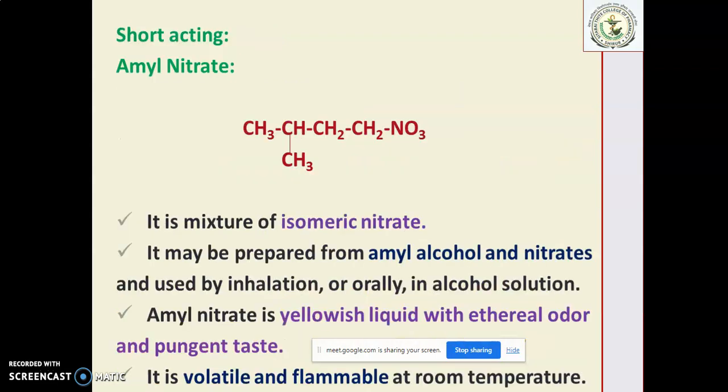We have also studied during our previous lecture, amyl nitrate possesses 5 carbons included in it and CH3 at the second position, that is iso position. So amyl nitrate is a mixture of isomeric nitrate. It may be prepared from amyl alcohol. So starting material for amyl nitrate is amyl alcohol. Amyl nitrate is a yellowish liquid with ethereal odor or pungent taste. It is volatile in nature and flammable at room temperature.